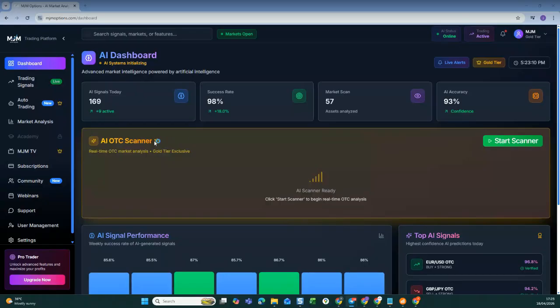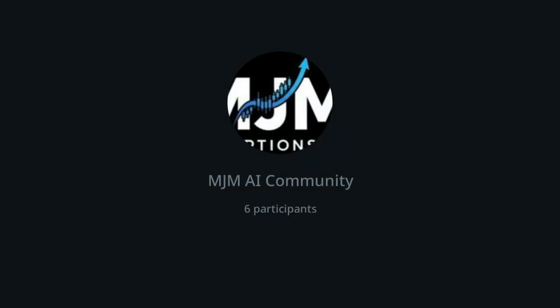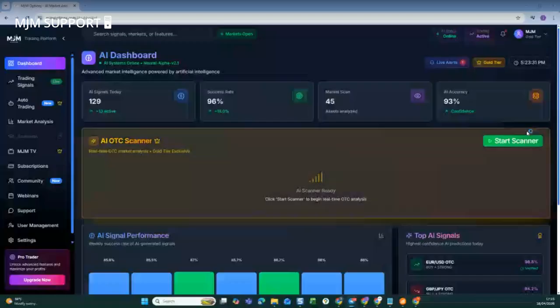If you are connected and your AI is unlocked, you will see 129 signals today, 13 of them are active. Success rate is 96, market scan is 45, AI accuracy is 93. This is the AI OTC scanner. This is where you click for signals.